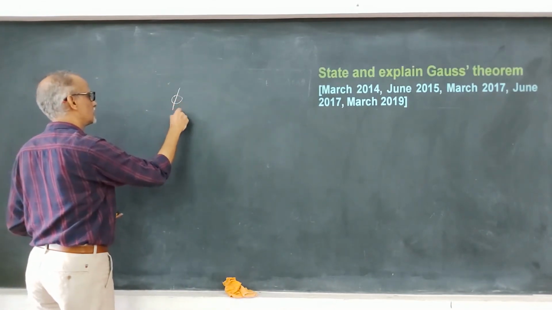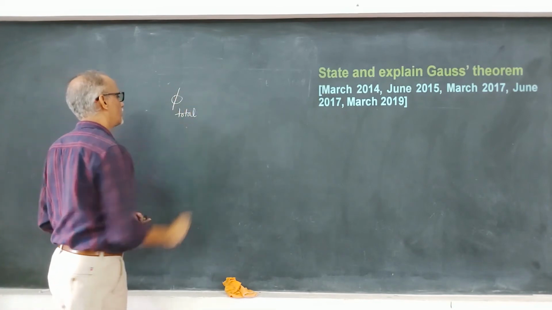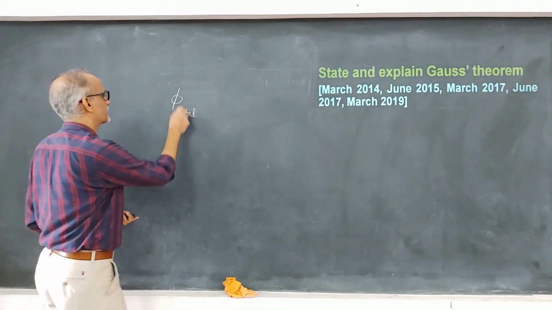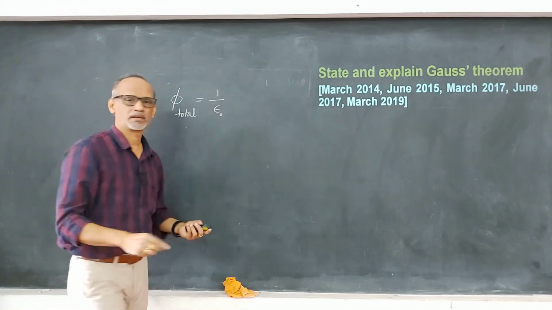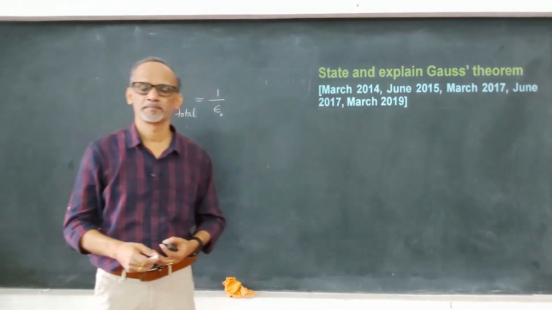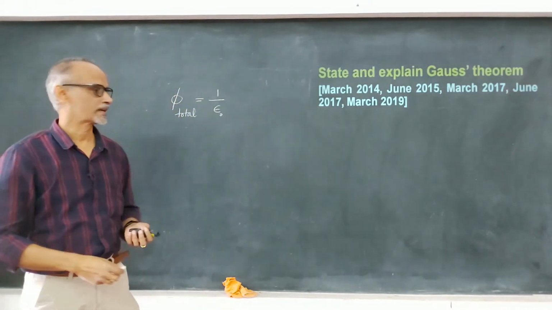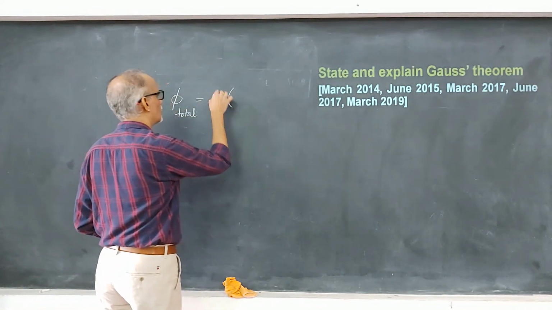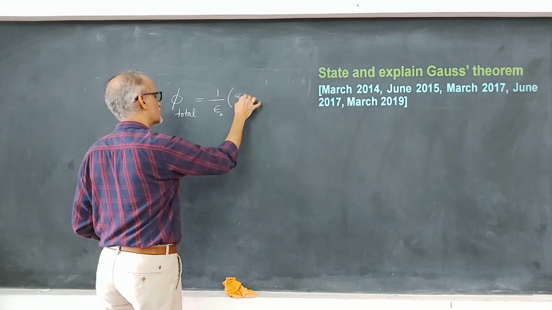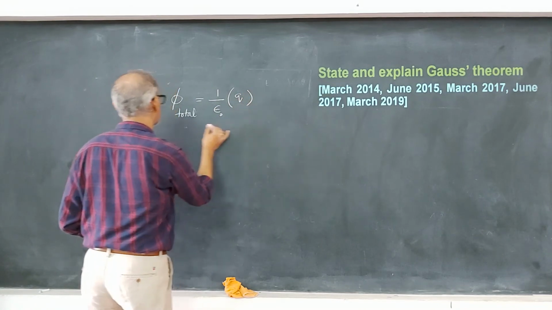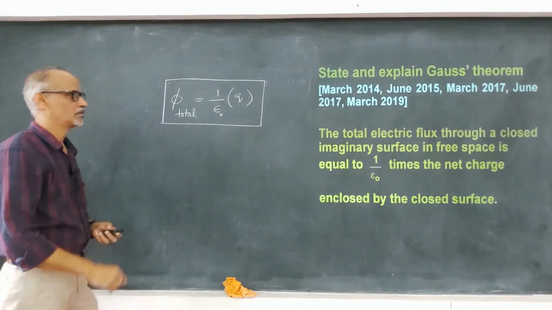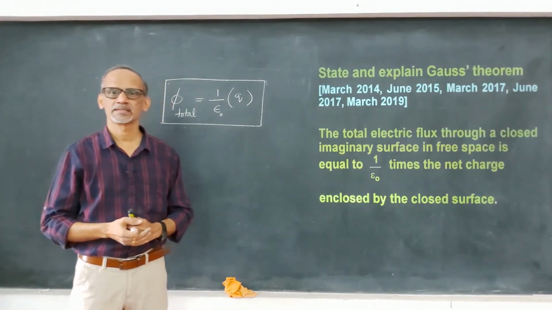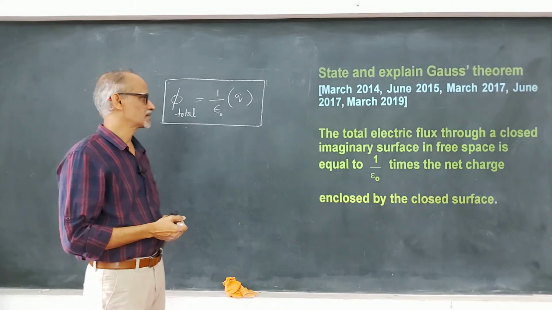It is: total electric flux through a closed imaginary surface in free space or in vacuum is equal to 1 by epsilon naught times the total charge enclosed by the closed surface. So that is the statement.